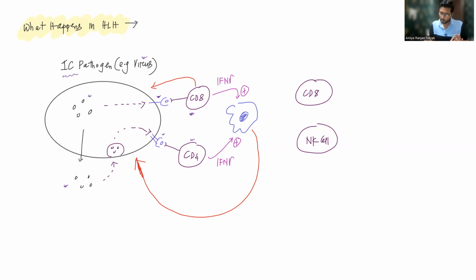Once this process is over, once the macrophages have done their work and all the affected cells are destroyed, the macrophages have to be shut down. You have to shut down the activated macrophages. That shutting down is done with the help of, again, CD8 plus T lymphocytes and natural killer cells.